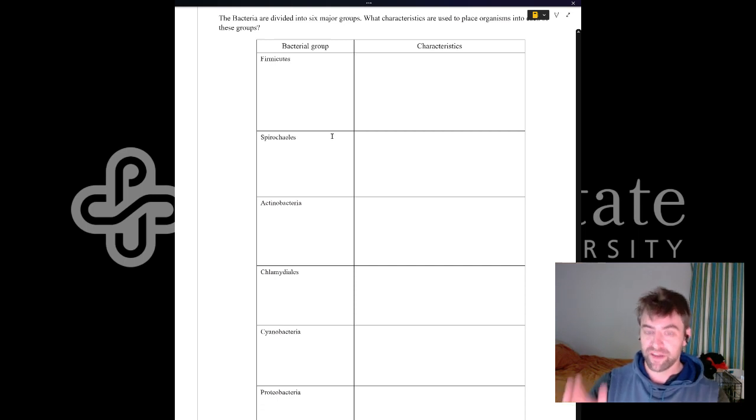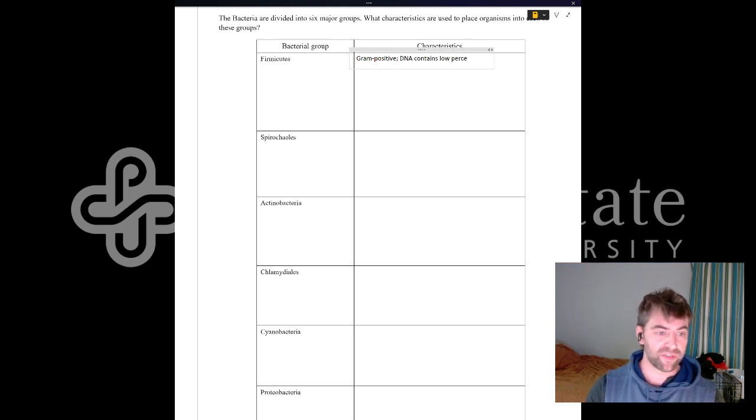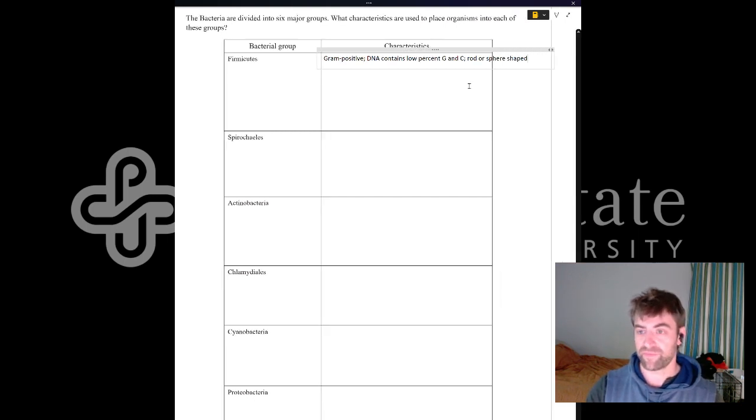So firmicutes, I think these are all Latin in origin, but firmi, meaning hard, literally, and cute, think cutaneous, like skin. This literally means it has a solid or a strong wall, which gram-positive is another way of saying the same thing. DNA contains low percentage of guanine and cytosine. They are rod or sphere-shaped.